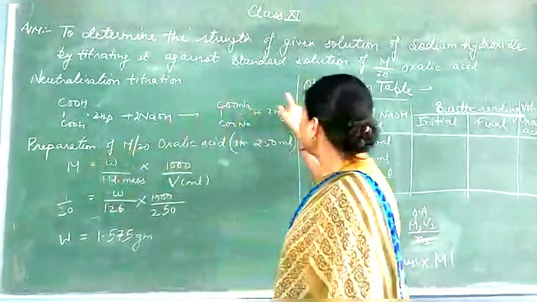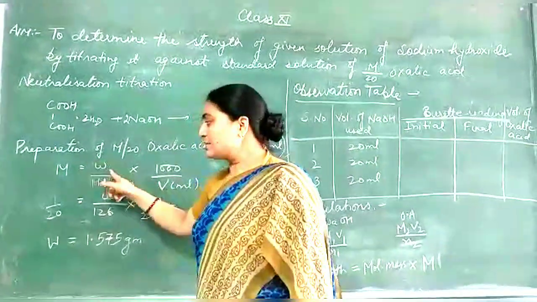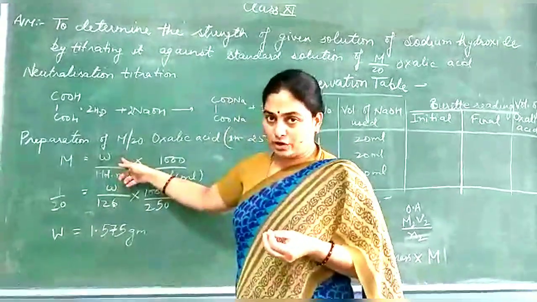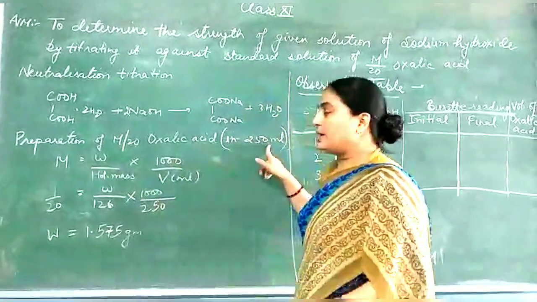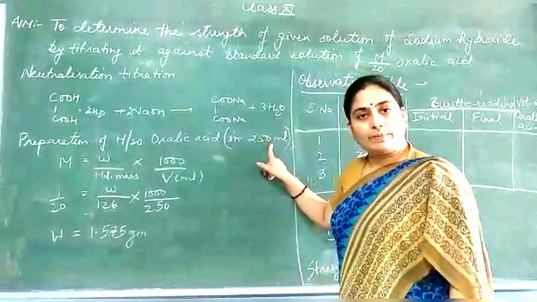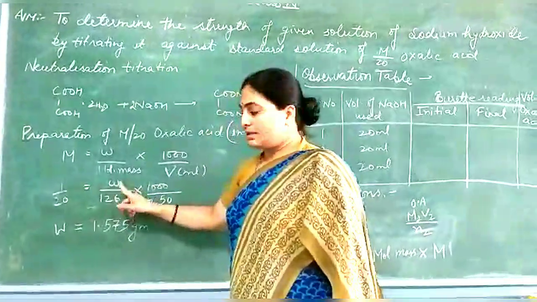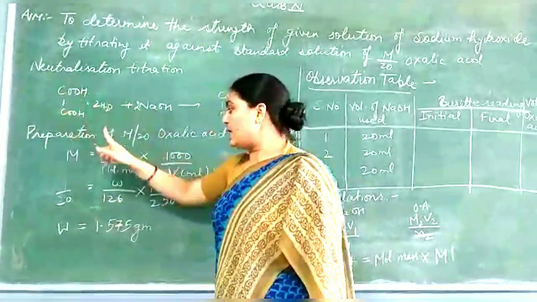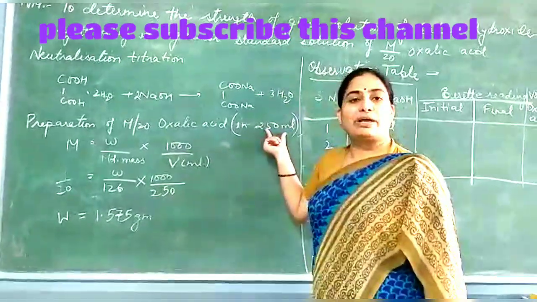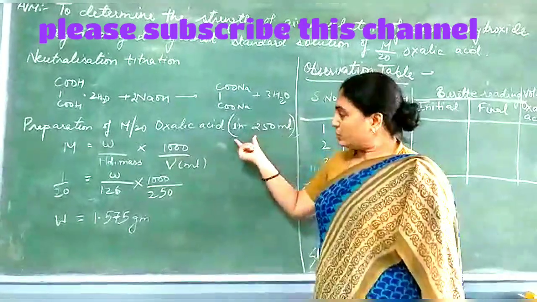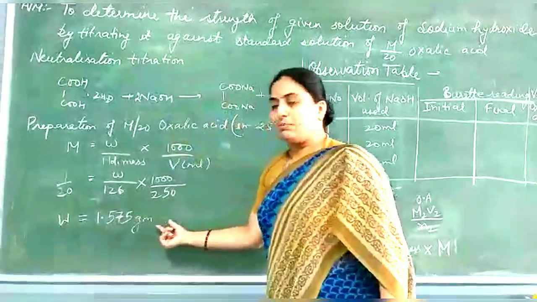The molarity we are having is M/20, so I have written it as 1/20. Mass we are supposed to find: how much oxalic acid do we require to add if I am preparing 250 ml of solution? The molar mass of oxalic acid is 126, multiplied by 1000, and the volume is 250 ml of solution. After calculation I got the amount.